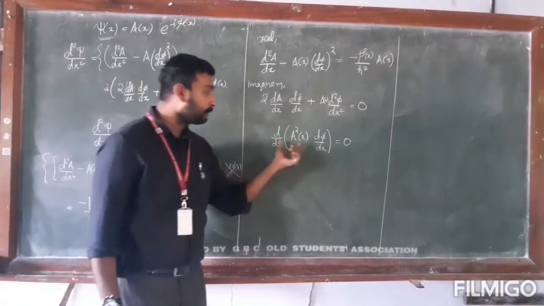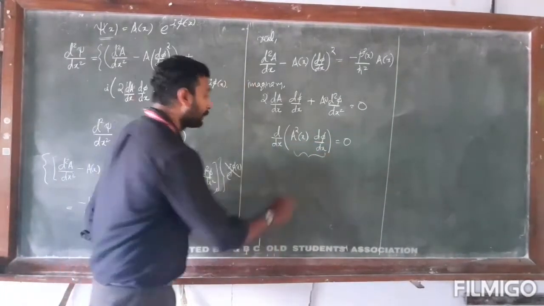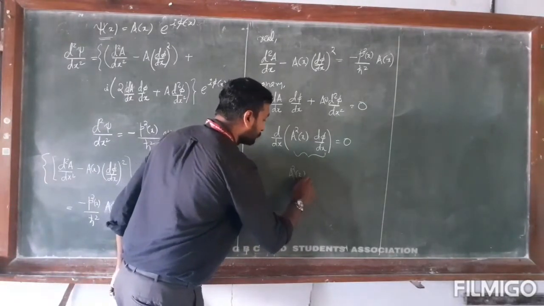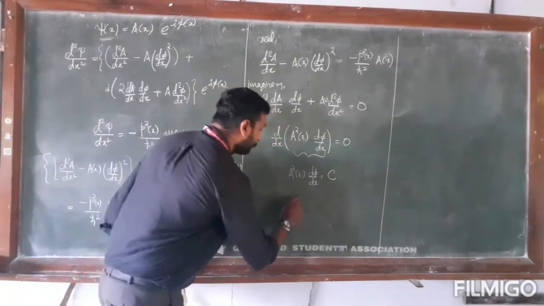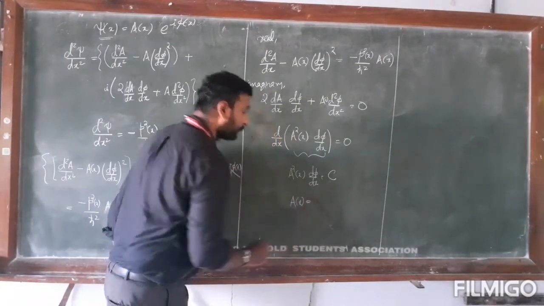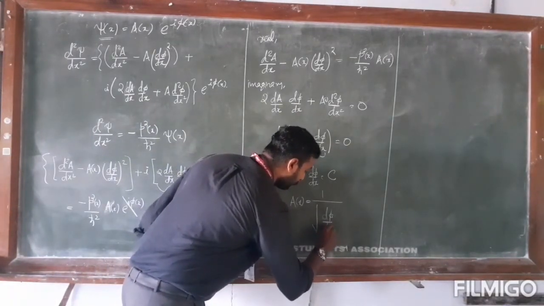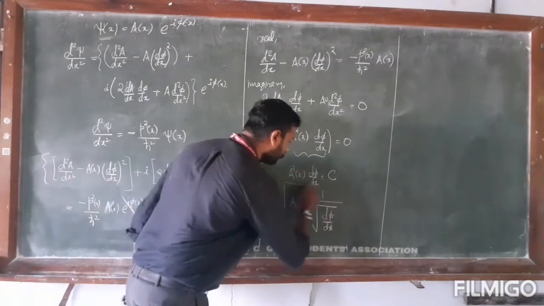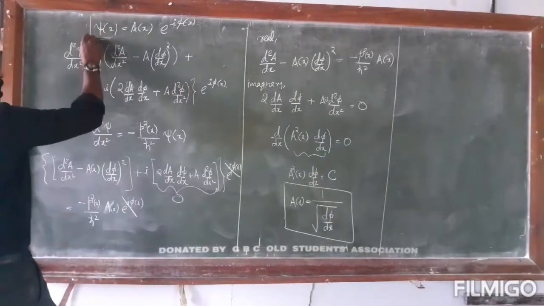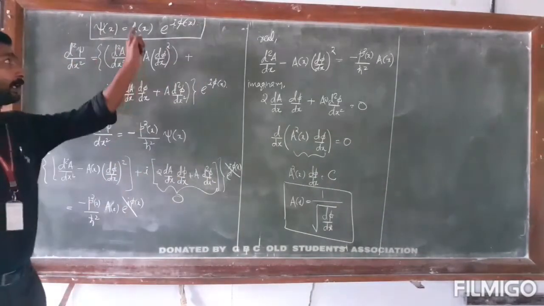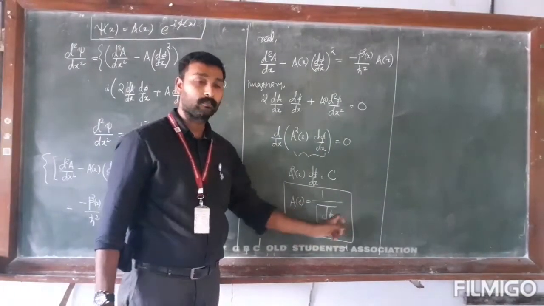Okay. So since the derivative of A squared d phi by dx is 0, that means this term must be a constant, and I can write A squared of x d phi by dx must be equal to some constant, or A, the amplitude of the wave function, must be equal to 1 by root of d phi by dx. Okay. So now I got a relation between the amplitude and the phase of the wave function. Remember, this is my wave function psi of x, where A is the amplitude and phi is the phase, and they are interconnected using this equation.